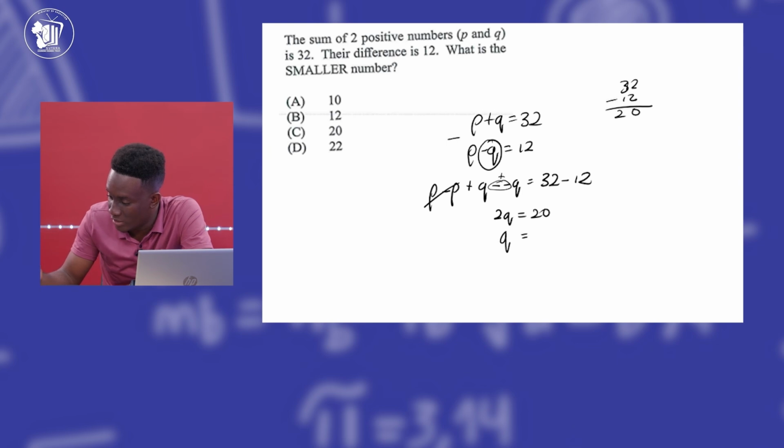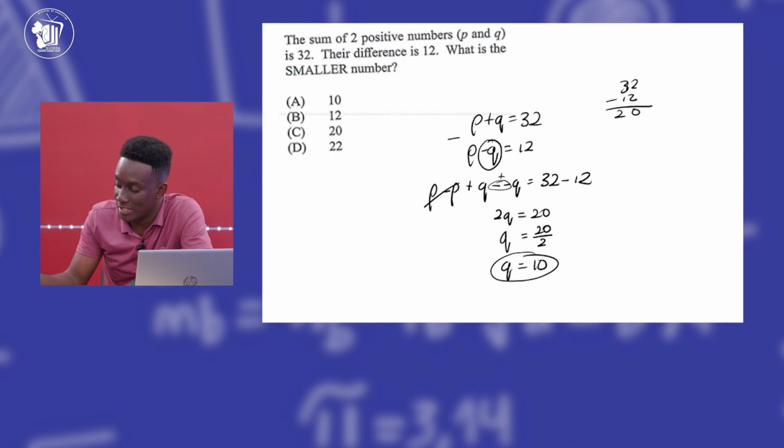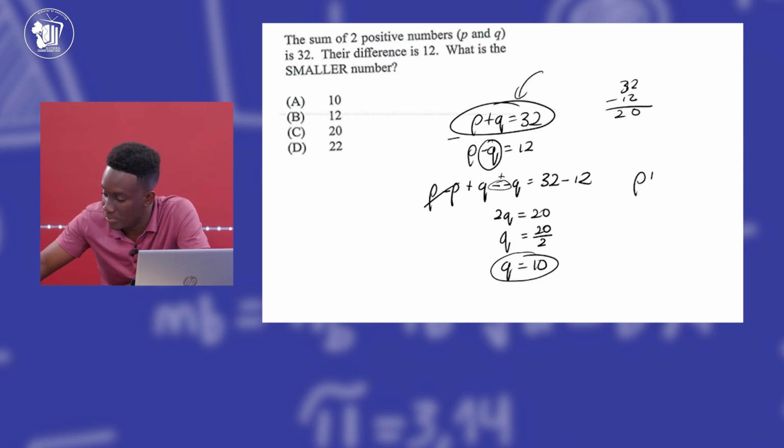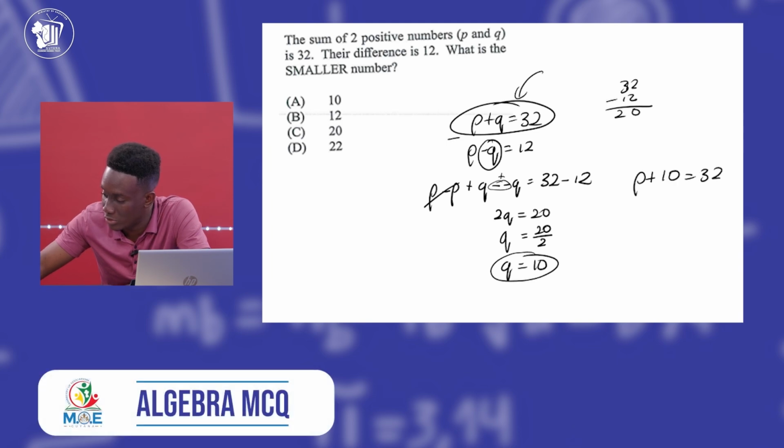Hence Q would therefore be equal to, this 2 is multiplying, and we take it over to divide, so we'll have 20 divided by 2. Q is equal to 10. So the value of Q is 10. So let's find what is the other number. So we already have this equation, so we can substitute Q being equal to 10 into that equation. So it will be P plus, instead of Q, we'll have 10 is equal to 32.